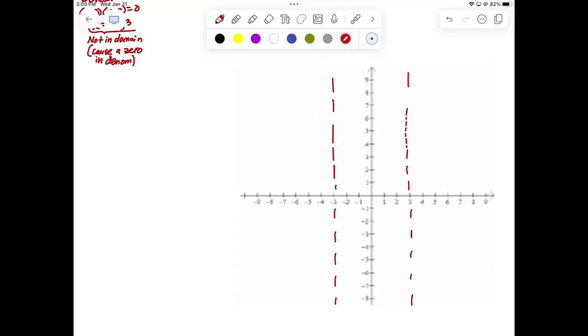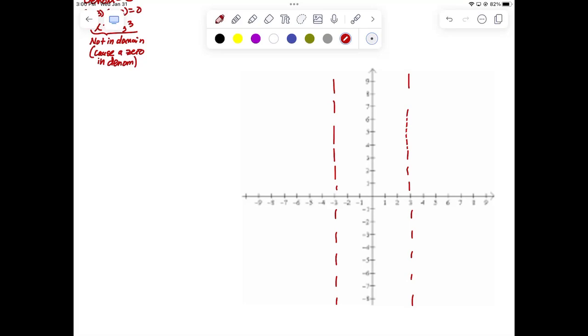Okay. Now notice what we've done. We've split this up horizontally into 3 sections instead of just 2, like on our parent function 1 over x. We have the graph to the left of -3, we have the graph to the right of 3, and then we have this interesting section between -3 and 3. Something cool's happening there. I don't know what just yet. We don't have enough information.